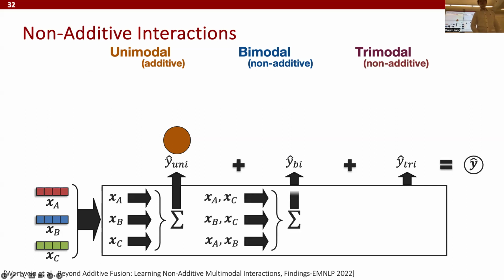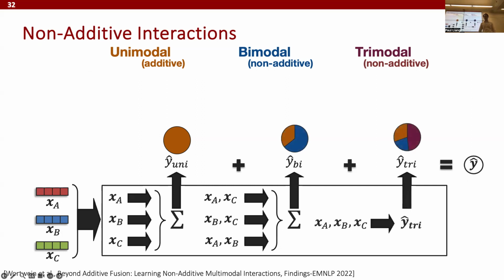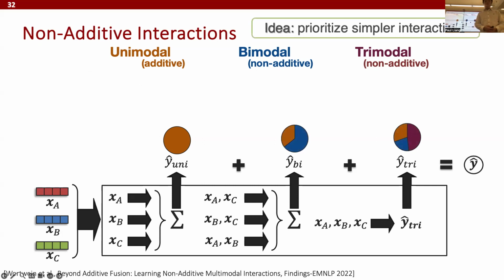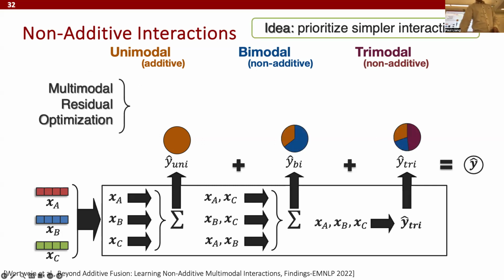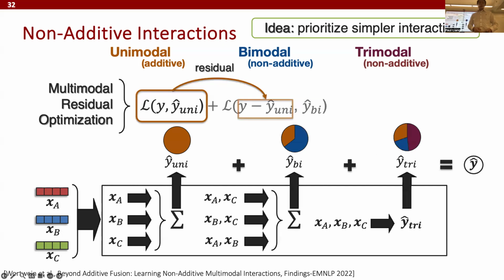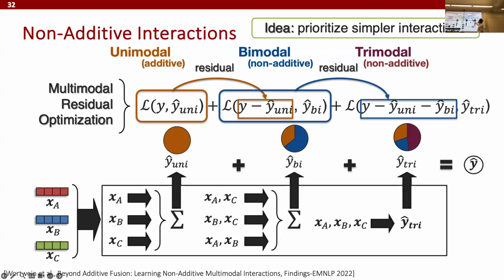And then I will consider that optimizing for the bimodal. And only then I would consider optimizing for the 3-way. So each time I'm optimizing at the start, I'm just optimizing y, ground truth, with respect to my prediction. And then I take the difference, the residual. So what I was not able to capture from this unimodal, I try to fit these bimodal models to it. And then again, recursively, I'm going to try to see what I could not find.